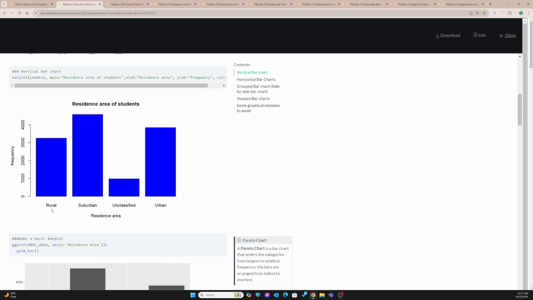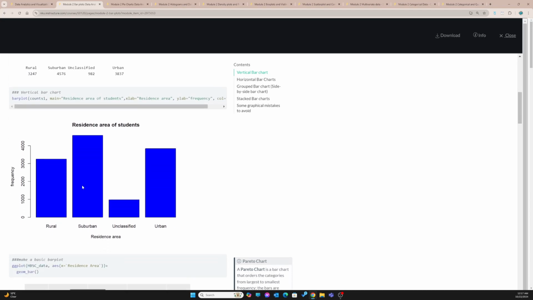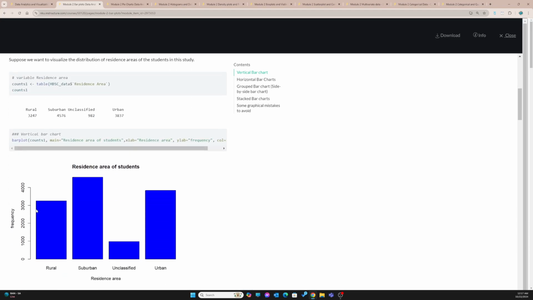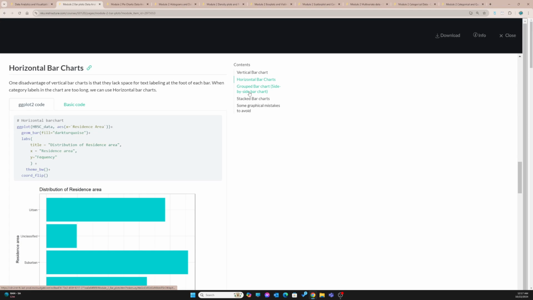On the x-axis, for a vertical bar plot, we have categories: rural, suburban, unclassified, urban. These are categories. And on the frequency, on the y-axis, we have a numeric value. So this represents one numeric value and one categorical value. All right, that's how you do bar charts.